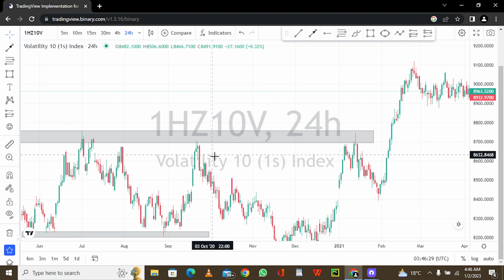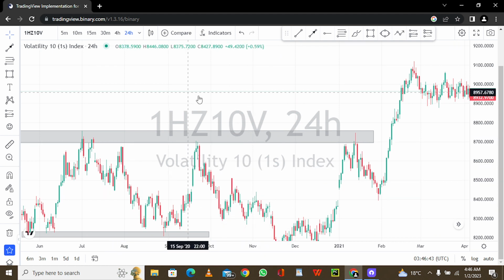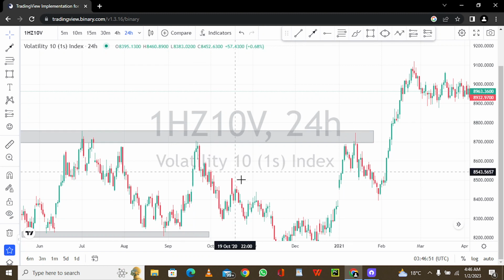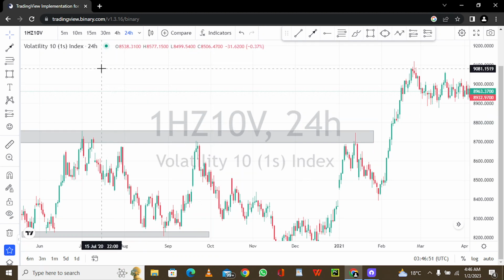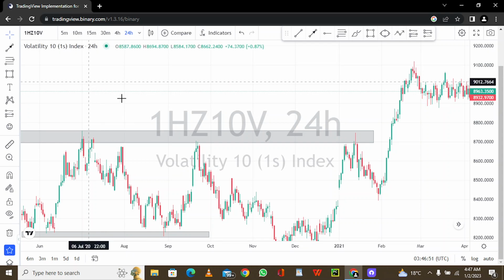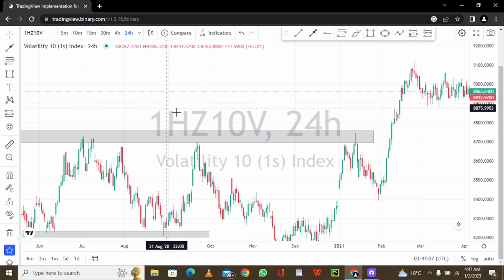The next important thing about wick rejection is that it is used as an entry criteria. Me personally, one of the entry criteria I look out for, very important in trading synthetic indices, is wick rejection. I scale down to my lower time frame, my entry time frame, and then I apply other concepts and look out for those wick rejections to make my entries. It is very, very important.